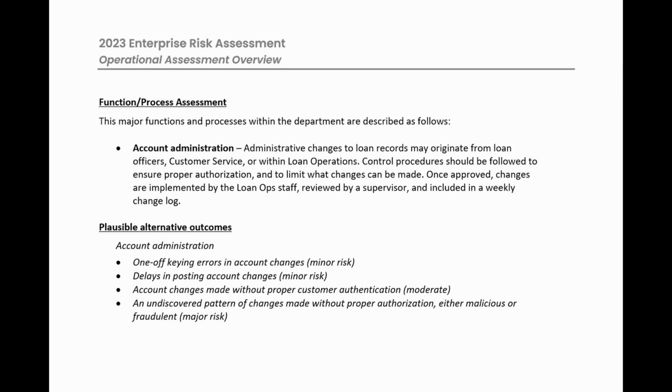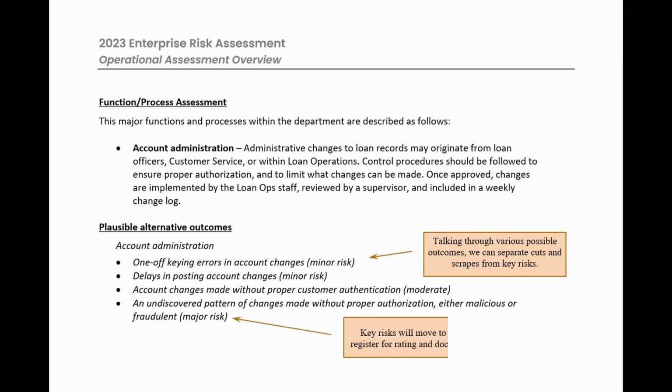So again, talking through the various plausible outcomes, we can start to separate between what are cuts and scrapes, between what are really legitimate risks. And then the key risks will end up moving into the risk register for further analysis. Again, by talking through these questions, we begin to unearth a wealth of information to inform the risk assessment and helping the business distinguish between routine, minor versus key risks.